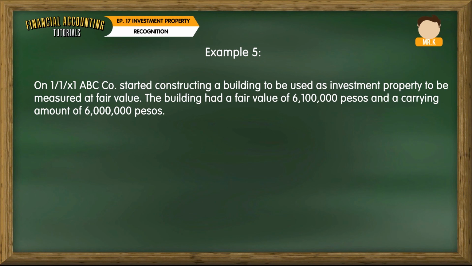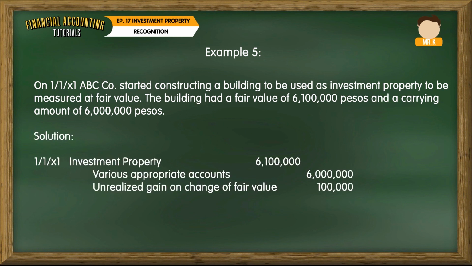Example: on January 1, 2021, ABC Company started constructing a building to be used as investment property to be measured at fair value. The building had a fair value of 6,100,000 pesos and a carrying amount of 6 million pesos. Solution: January 1, 2021, debit investment property of 6,100,000 pesos, credit various appropriate accounts for 6 million pesos, and credit unrealized gain on change of fair value of 100,000 pesos.